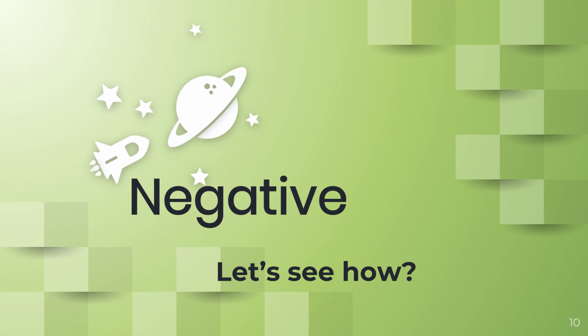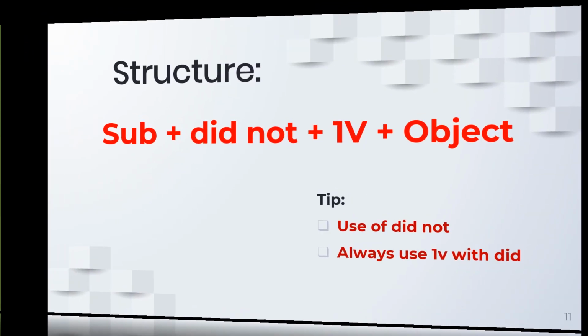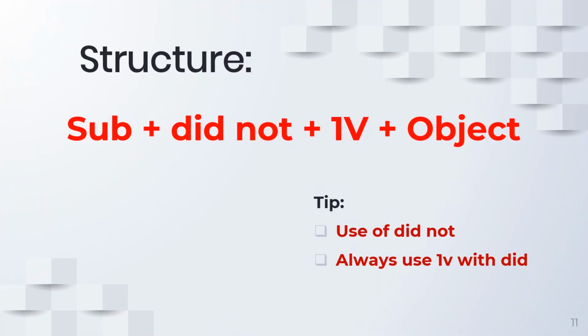Now we will move forward to negatives of simple past tense. Let's see how we can make negatives from it. The structure for negative is subject plus did not plus first form of the verb plus object. Now you can see here the action is done in the past or is completed in the past, but we are not using the second form of the verb. What is the reason? The reason is we are using did not to make it negative.